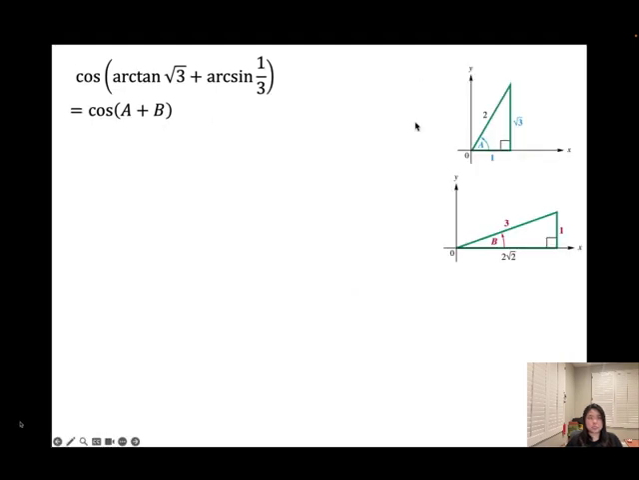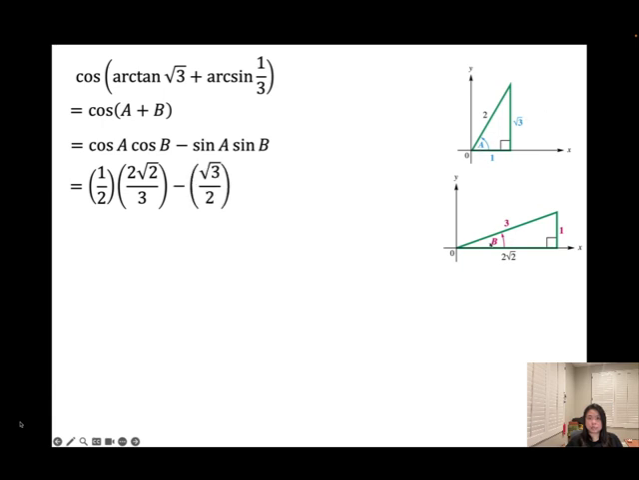We do have a cosine A plus B. Then we're gonna use the formula. Remember what is it? Cosine A, cosine B minus sine A sine B. Now, we're gonna use these two triangles. Cosine A, that will be 1/2. Cosine B, that will be 2 square root 2/3. Sine A, that will be root 3/2. And then sine B, that will be 1/3.